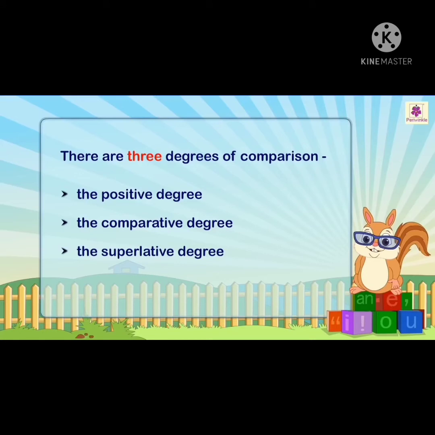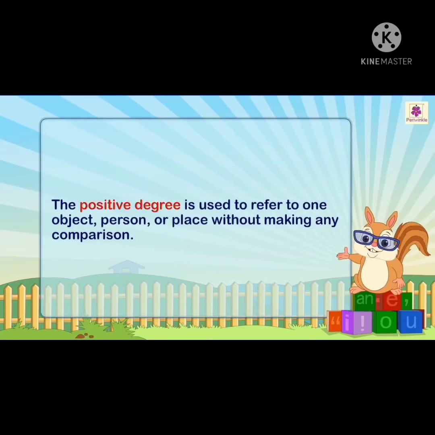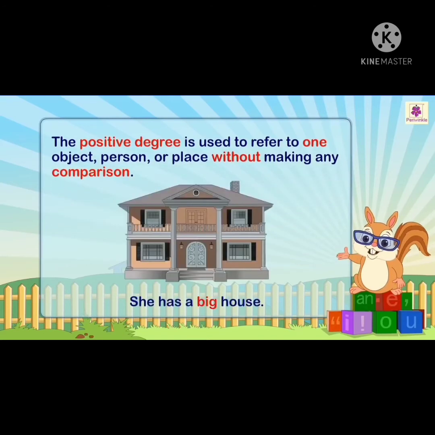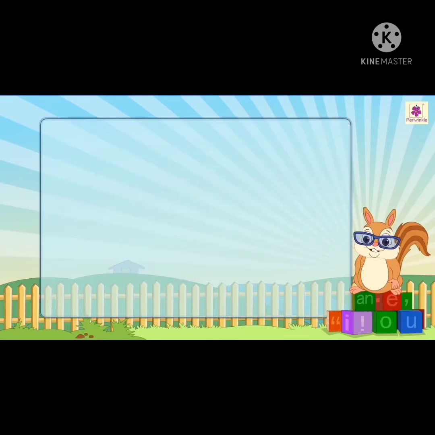First we are going to see positive degree. It is used to refer to one object, person or place without making any comparison. We will never compare with anything else. It is the same. For example, she has a big house.